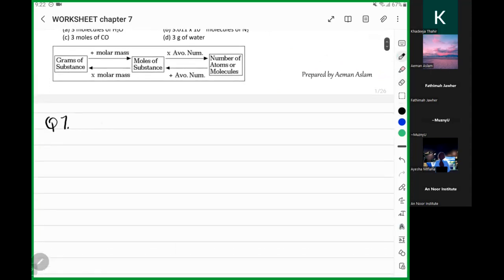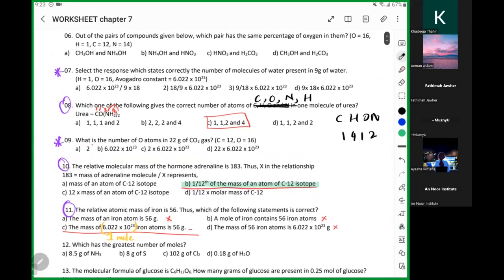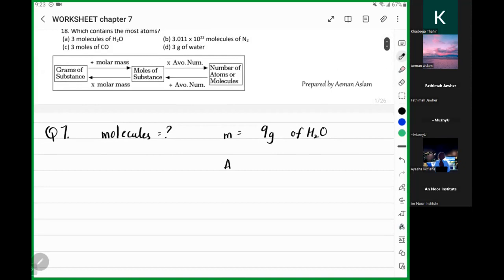How many? They're asking how many molecules of water, and they have given you the mass as 9 grams of water. That's all the information, right? How many molecules, and 9 grams of water is given. And of course, you have the Avogadro constant and the atomic masses given. Relative atomic masses are given. H equals 1, oxygen equals 16, and the Avogadro constant is given as this.